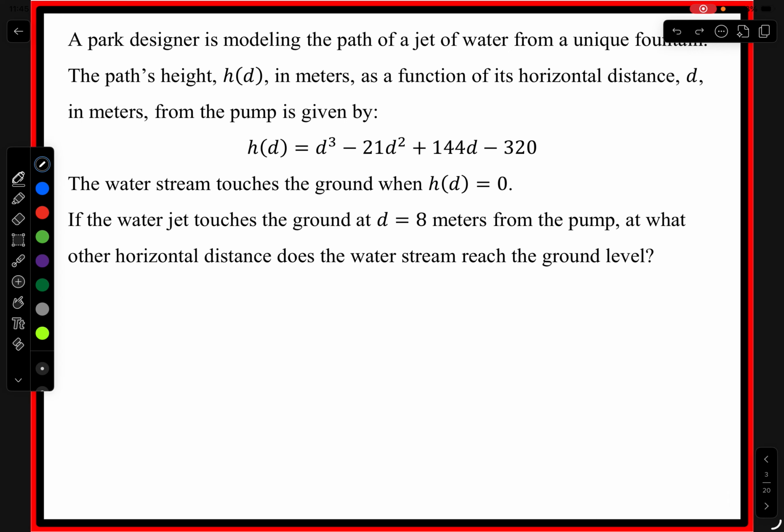The water stream touches the ground when h of d is equal to 0. If one of the places where the water touches the ground is at 8 meters from the pump, at what other horizontal distance does the water stream reach the ground? Since we know that one of the solutions is 8, we're going to use that solution to divide this function and come up with a quadratic equation. So we have 1, negative 21, 144, and negative 320.